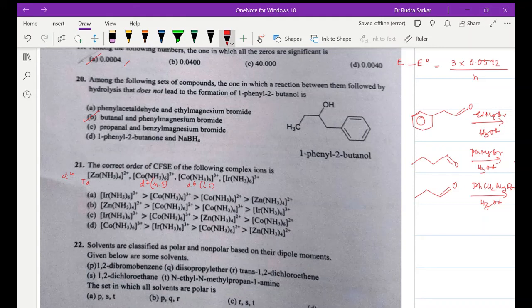Then the cobalt 2 system, cobalt 2 hexaammine complex. And then we have Ir NH3 whole 6 3 plus. So this is also d6, and this also will be low spin. Now we know certain facts about CFSE, and that is, if we go down the group, then CFSE obviously increases. That is one fact that we know. And so we will say that Ir NH3 whole 6 3 plus will be the one having the highest.